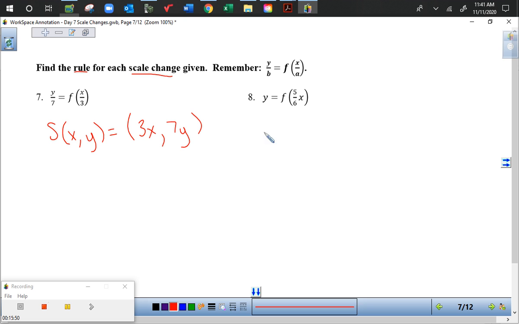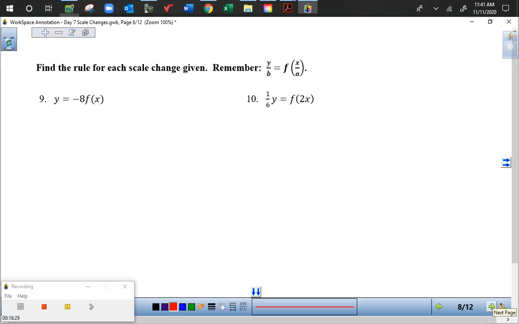All right, the next one we're starting the same way, right? S of x comma y equals, and we're supposed to put something with x, something with y based on what we see. Okay, so I'm back to a fraction. Fractions you just have to reciprocate when you see them. So this says 5/6. I have to write 6/5, and then that goes with x. Now you'll notice there is nothing with y. That means there's not a scale change to the y values of your ordered pairs, so you just keep them regular y. Okay, y, right, y.